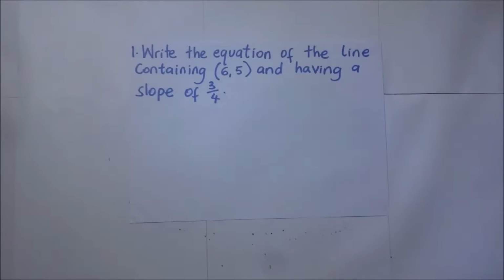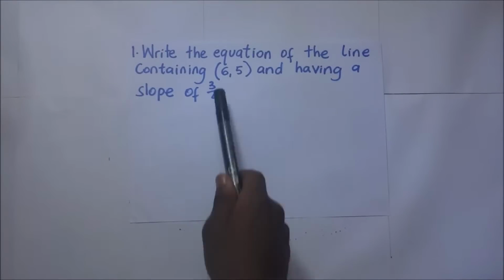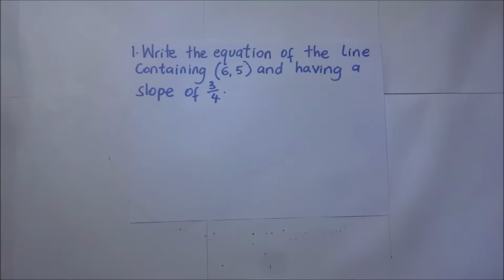In writing the equation of the line containing (6, 5) and having a slope of 3 over 4, I'm going to write this equation in two forms. There is what we call the point-slope form, and then there is what we call the slope-intercept form. So we'll begin with the point-slope form.